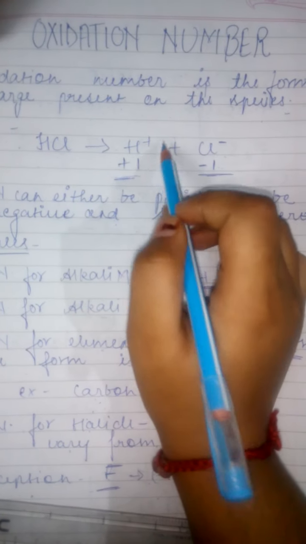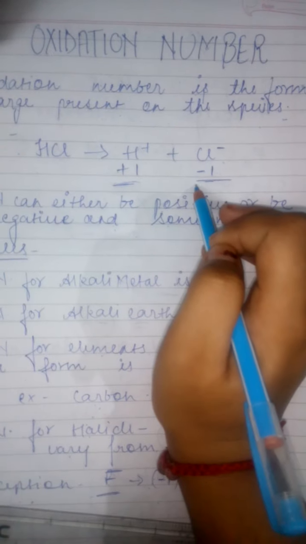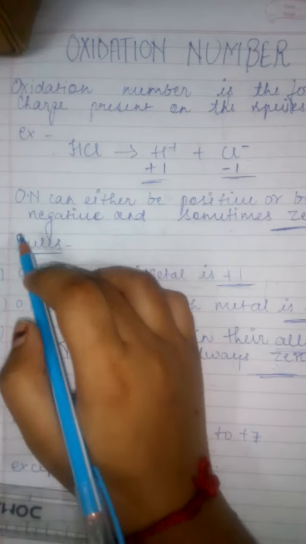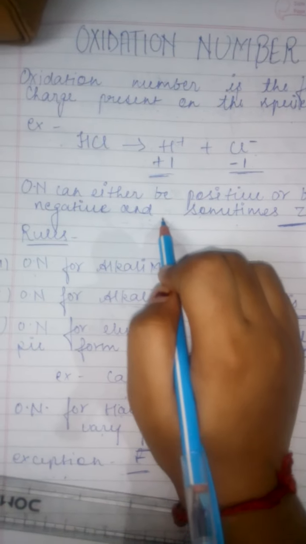So oxidation number for hydrogen is what? +1, and for chlorine is what? -1. The most important thing is what? Oxidation number can either be positive or negative, and sometimes 0 also.